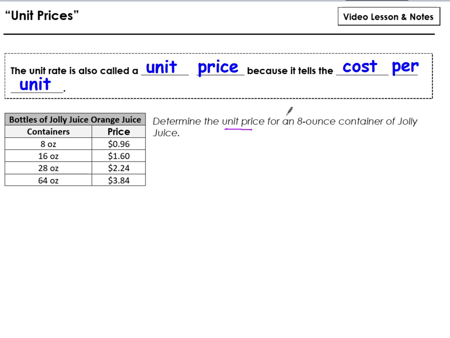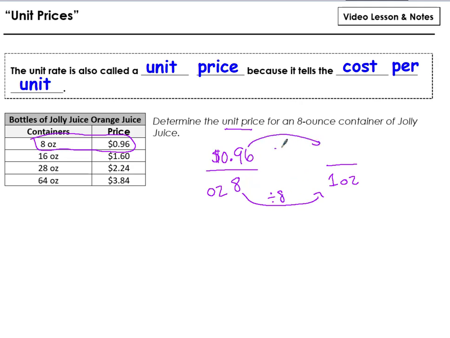So I will start to create my labels. Money goes at the top, so I know that 8 ounces cost 96 cents. So my money, 96 cents. I'm going to add the 0. There you go, for 8 ounces. And I want to know the price for 1 ounce. So now I find the scale factor. 8 to 1, I'm going to divide by 8. What you do to the bottom, you must always do to the top. So now you have 96 divided by 8.